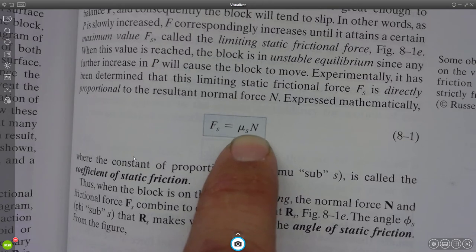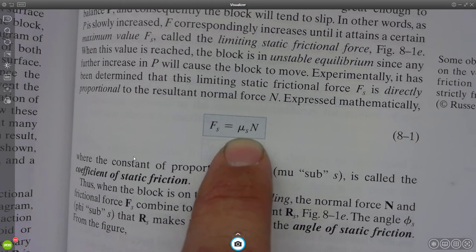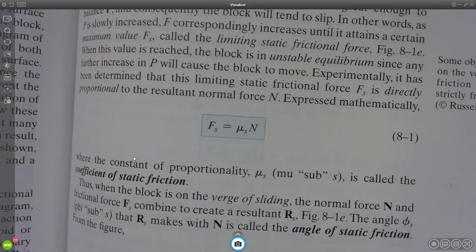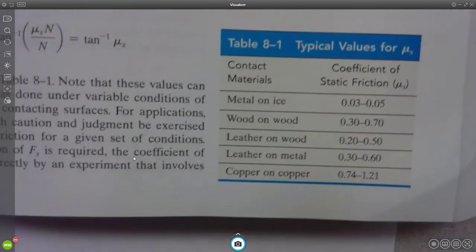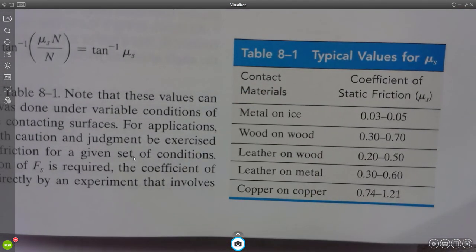Now, the coefficient of static friction is always, it's a material parameter that's experimentally defined. It is not a theoretical parameter that we come to by some formula. It's empirically derived, meaning we put two things together of known weight, and we try pushing on them, and we figure out what the coefficient of static friction is. There are some typical values for static friction right here. So metal on ice, 0.03 to 0.05.